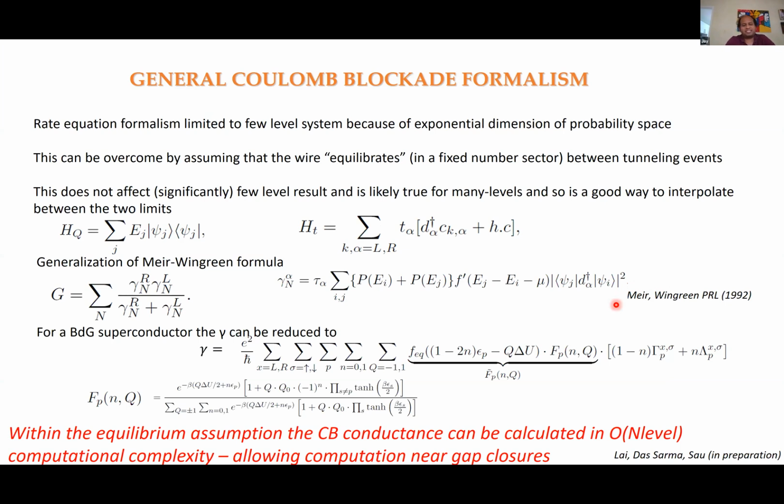So this seems like just a classical transport problem with probabilities that are all classical, and this can be solved using a rate equation. But actually, what is not realized is that this rate equation formalism, just like the quantum problem, has an exponential complexity, because the probability is a distribution in an exponentially large space, just like the wave function is in an exponentially large Hilbert space. It's exactly the same dimensional space. So rate equations are actually hard to simulate. But by making an assumption on equilibration, we get around this and manage to simulate this in order n.